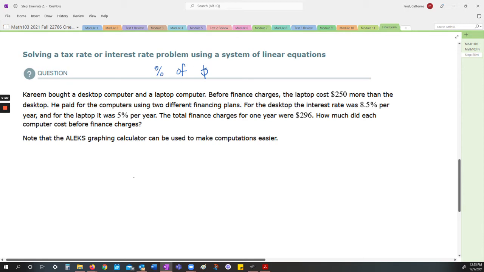And so we're going to see that, or at least the way I like to do it, is to set up a table and we'll be multiplying across. We'll have our dollar amount times our percentage to get whatever that percent of value is.